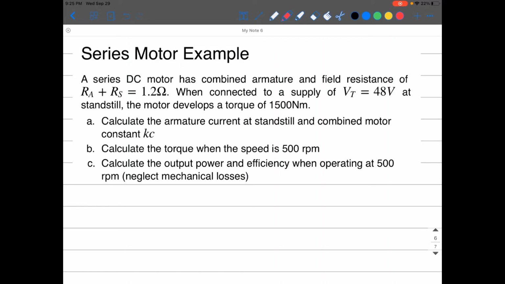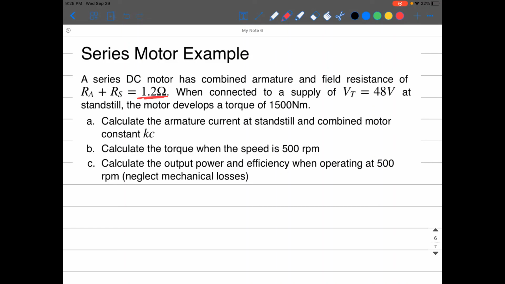It says a series DC motor has combined armature and field resistance of Ra plus Rs equals 1.2 ohms. He's now not giving you the values each alone. He's just giving a combined value for them because they are connected in series. You know this, the armature resistance and series field resistance.